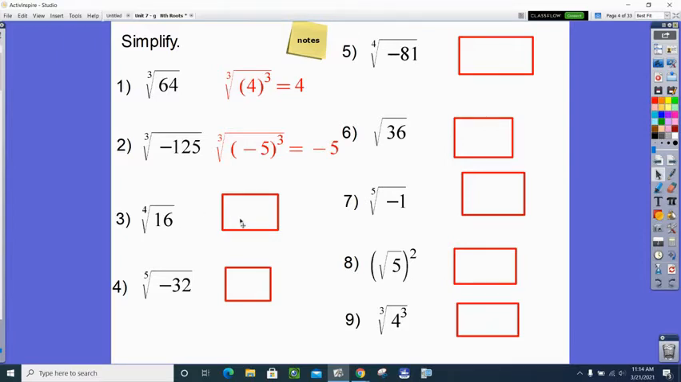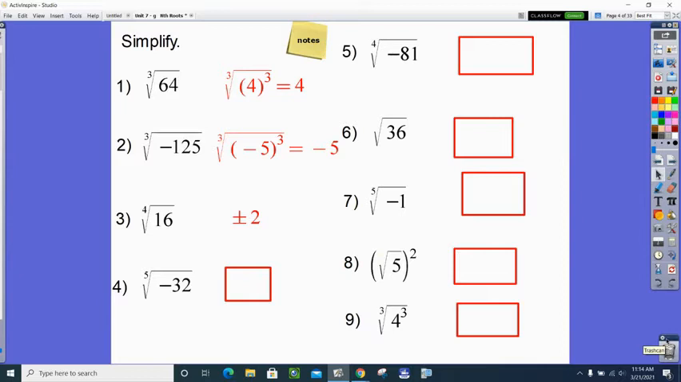And did you think 2 to the fourth? Now the question is, could you have a negative 2? And the answer, because this is positive and that is even, I could have either 2 or negative 2.